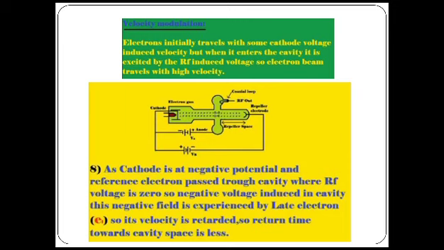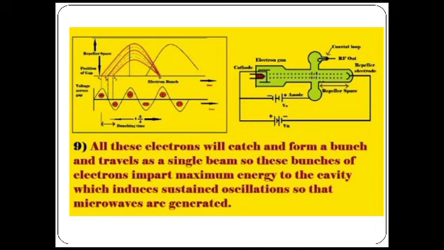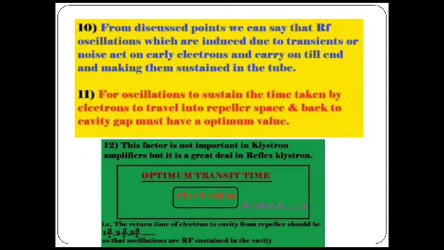A negative field is experienced by the late electron. So its velocity is retarded and its return time towards the cavity space is less. All the electrons will catch up and form a bunch and travel as a single beam, so that the bunches of electrons impart maximum energy to the cavity, which induces sustained oscillation so that microwaves are generated. From the discussed points, we say that RF oscillations induced through transients and noise act on the early electrons and sustain in the tube.